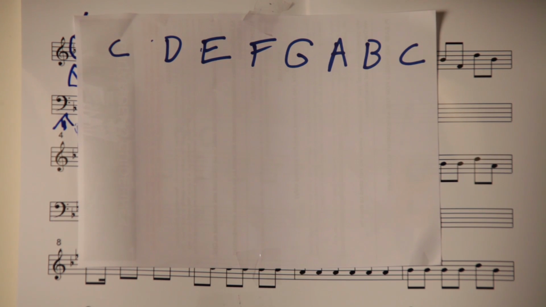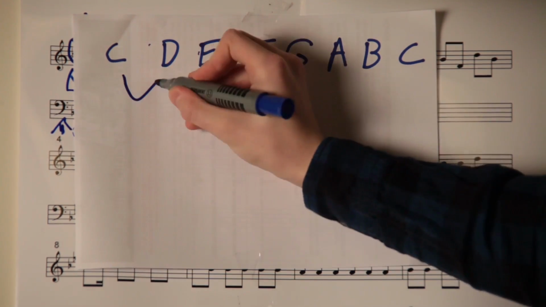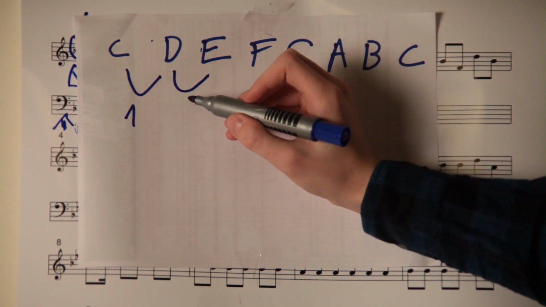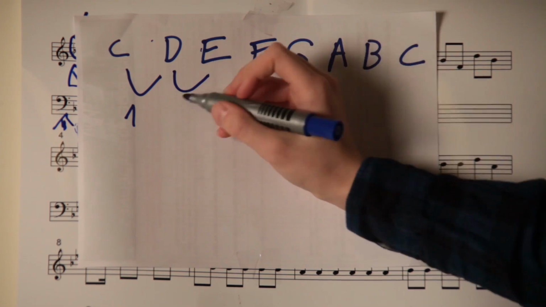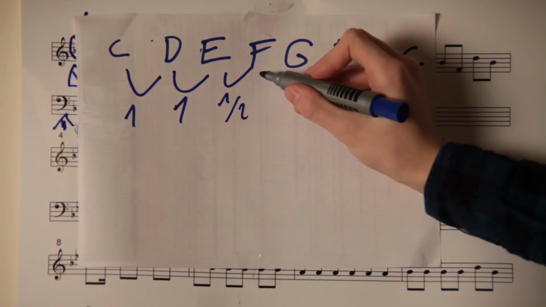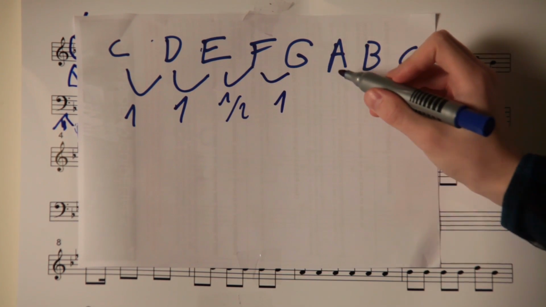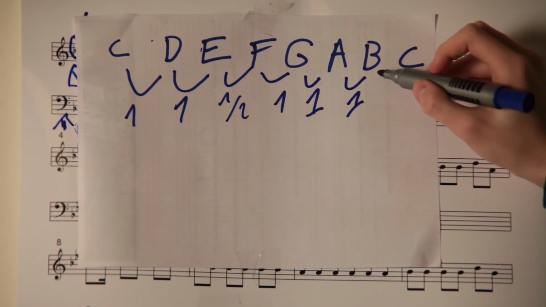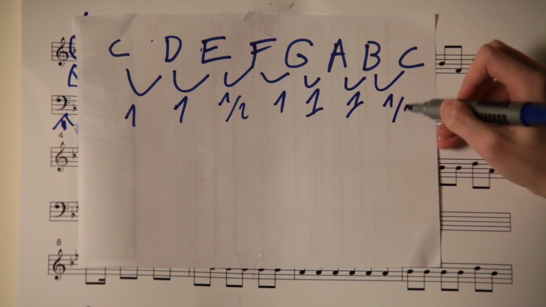I'm going to explain to you the note intervals. So I took the C major scale, and I will give you the different intervals with the tone. You've got one tone between C and D, one tone between D and E, a half tone between E and F, one tone between F and G, one tone between G and A, one tone between A and B, and a half tone between B and C.